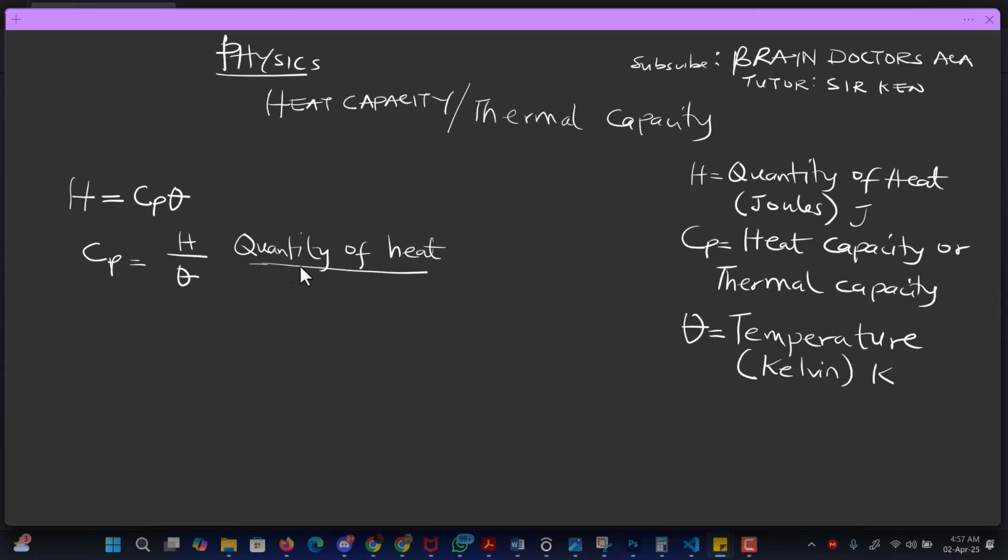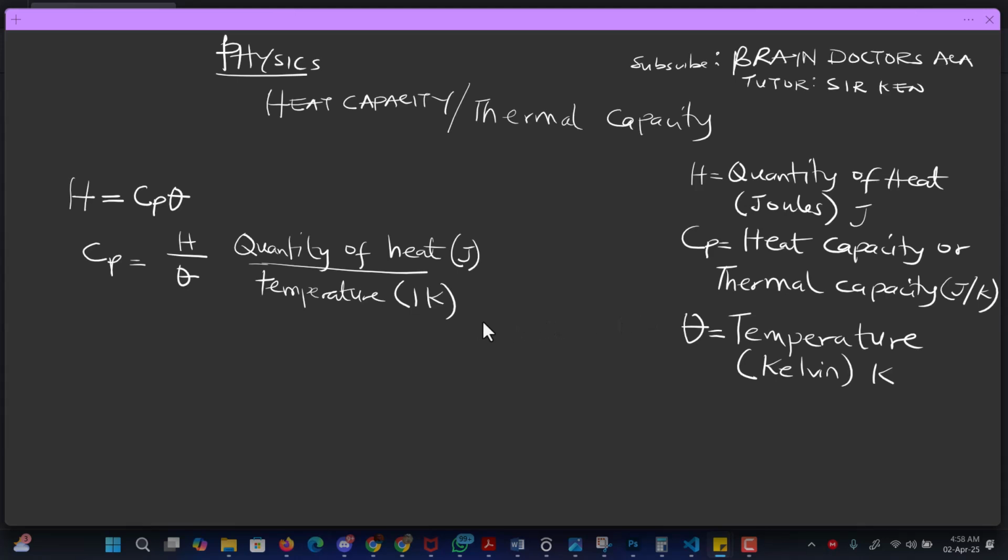The other one is your temperature, and this temperature we are talking about is a rise in temperature by 1 Kelvin. So if I may ask you, from what I have here, the unit for quantity of heat is joules, and the unit of temperature is Kelvin. So the SI unit of heat capacity is joule per Kelvin. So that's the SI unit.